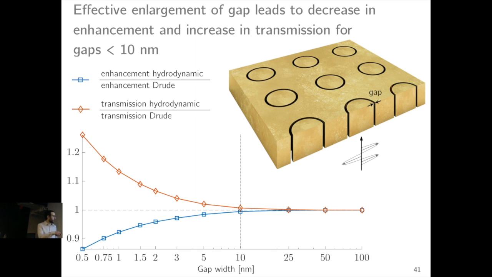And if we go all the way to sub-nanometric scales, we can have, for instance, an increase in transmission of more than 20%. So this is to stress how important it is to take into account this advanced physics if we're solving in this domain of interest.